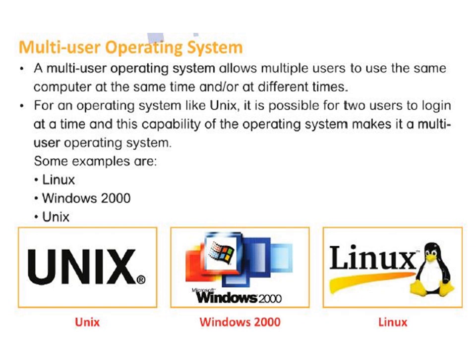An operating system like Unix, it is possible for two users to log in at a time, and this capability of the operating system makes it a multi-user operating system. Some examples are Linux, Windows 2000, Unix. All these are examples of operating systems which are multi-user in nature.